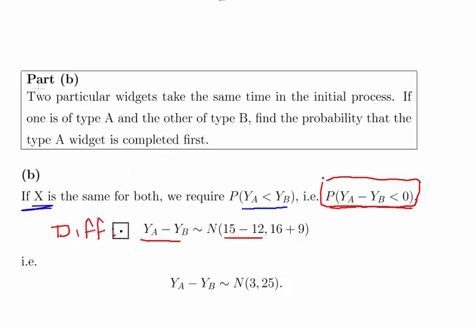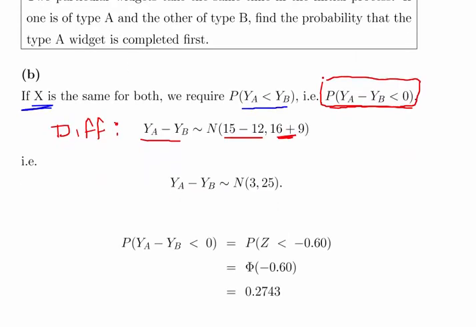That should be a colon there. Never mind. So the difference is 15 minus 12. That's the mean difference. But we still add the variances, okay? So the differences in terms of the finishing times are normally distributed with a mean of 3 and a variance of 25. Okay, so what we do here is we get the z-score, 3 minus 0 over 5.